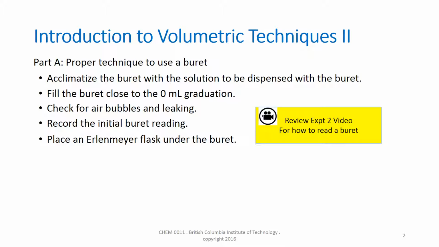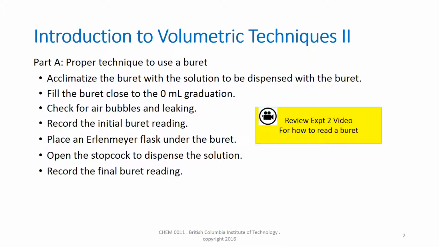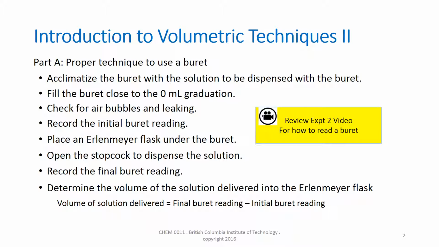Place an Erlenmeyer flask under the buret. Open the stopcock to dispense the solution. Record the final buret reading. The volume of solution delivered into the Erlenmeyer flask is equal to the final buret reading minus the initial buret reading.